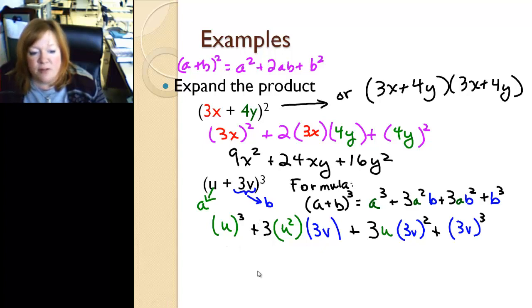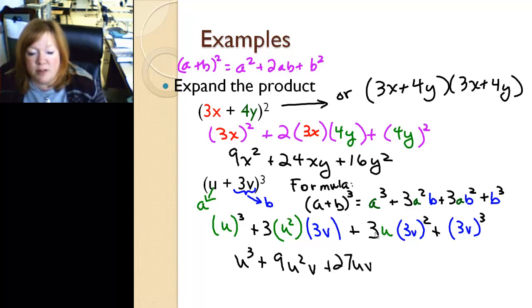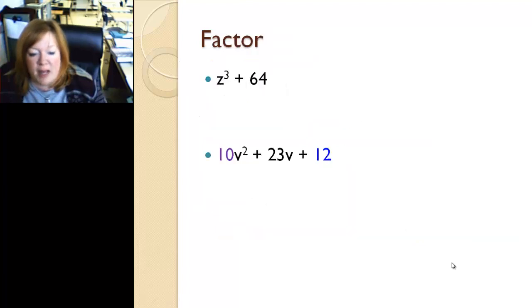Then you just simplify that out. That's going to be u cubed plus 3 times 3 is 9, u squared v, plus 3u times 9v squared... First, 3u, then you square the 3v. That gives you 9v squared. 9v squared times 3u is going to be 27uv squared. And then 3v cubed is going to be 27v cubed. So that does save you some time if you remember, compared to foiling it out and then doing a 2 by 3 multiplication.